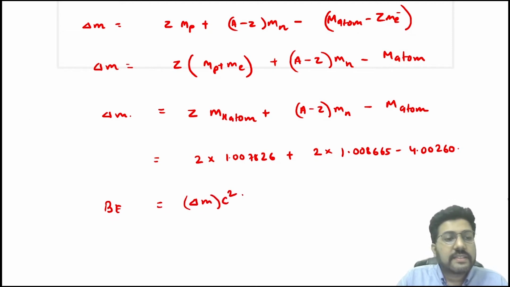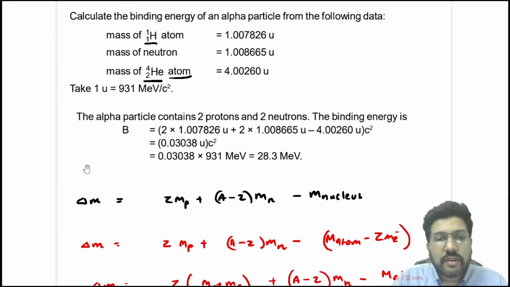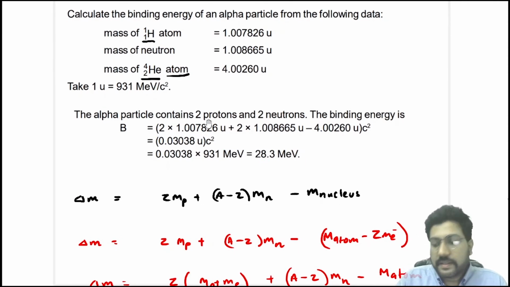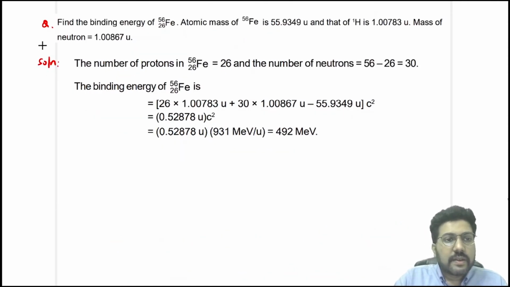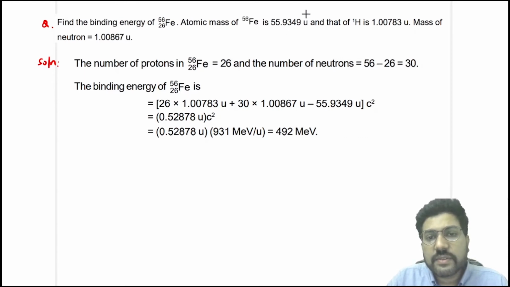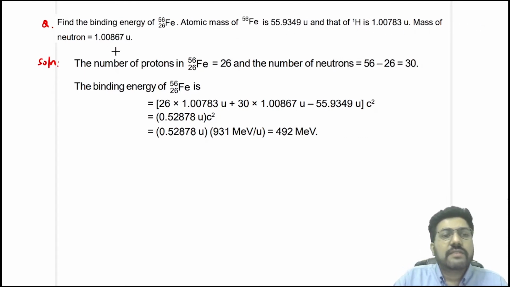In this case, they have asked for the binding energy only, not the binding energy per nucleon, and you will get approximately 28.3 mega electron volt. Now in this question, they've asked you the binding energy of the iron nucleus, that is Fe 26 56. The atomic mass of iron is given to you, the atomic mass of hydrogen is given to you, and the mass of neutron is given to you. So again, they have given you the mass of atom.